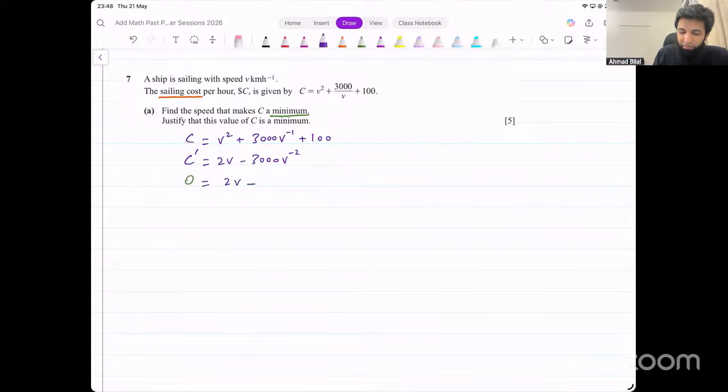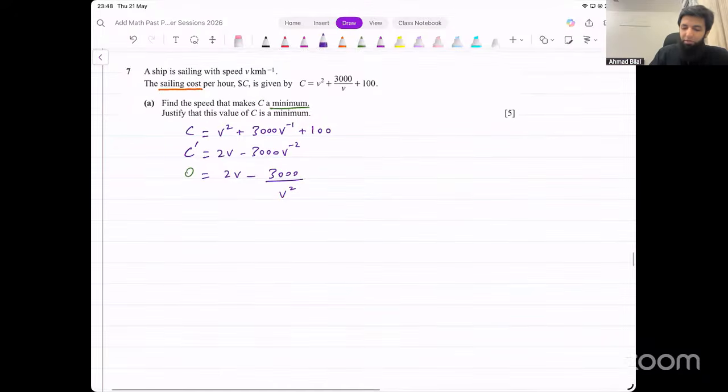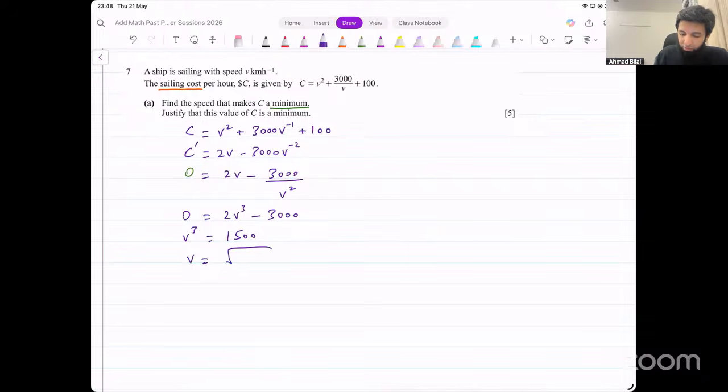That gives you 2v minus 3000 over v squared equal to 0. Multiply the whole equation by v squared so that the denominator gets eliminated, and we're left with 2v cube minus 3000. That gives us v cube equal to 3000 divided by 2, which is 1500. And the value for v that we get is the cube root of 1500. That's your exact value. You can leave it like this if you want. That's okay. Since they have not specified that you want an exact value, you can also write decimals. That will also be fine.